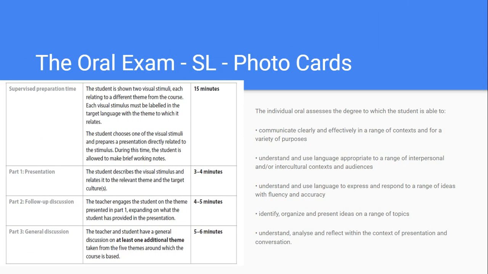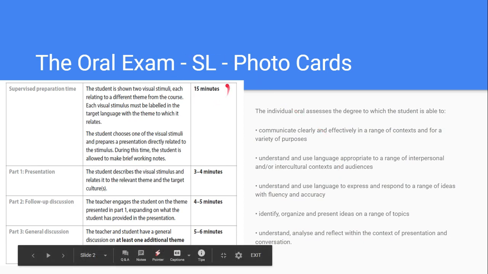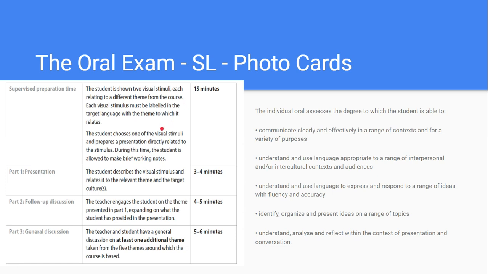We're going to start off with the standard oral exam at the standard level, and this is the outline of what the examination consists of. We have a 15-minute preparation time where you are given a photo, a visual stimulus, and sometimes you choose between two photos and prepare a presentation which should last about 3 to 4 minutes, when the examiner, or your teacher, comes to talk to you.